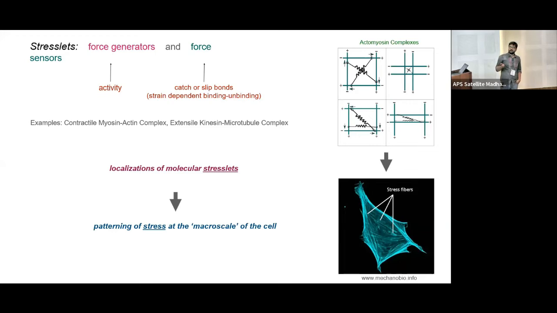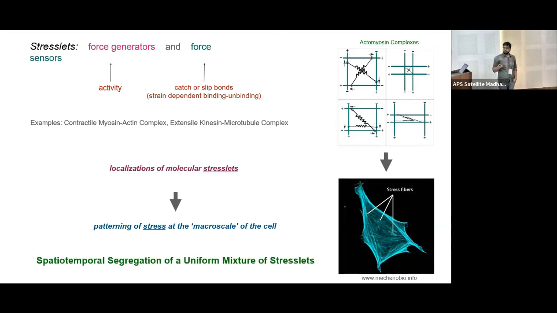So this study is about how this mapping happens: the localization of molecular stresslets at the micro scale, and from this localization, how do we get this patterning of stress at the macro scale of the cell? To get this patterning of stresses at the macro scale, the first requirement is a spatiotemporal segregation of a uniform mixture of these molecular stresslets.